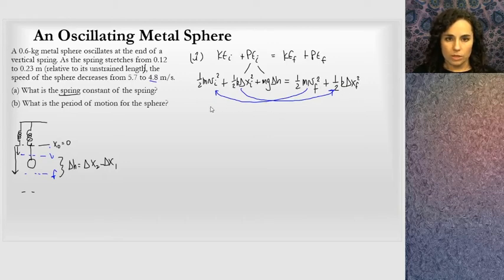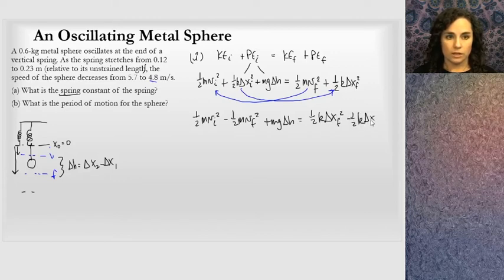So let me do that. One half m v initial squared minus one half m v final squared. That will give me a positive value too. The initial speed is larger than the final speed, and that will give me a positive value. I still have the plus m g delta h on here, and I will set that equal to one half k delta x final squared minus one half k delta x initial squared. And you can see that will also give me a positive value. x final is larger than x initial.